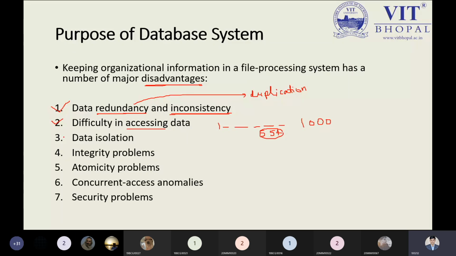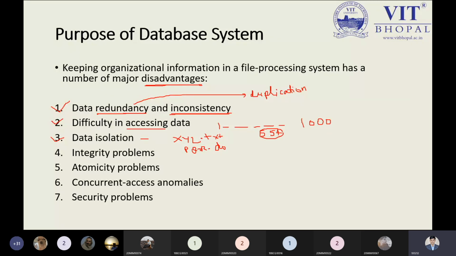Yes, sir. Okay. Next, data isolation. Yeah, data isolation I can explain. Suppose I have one file, xyz.txt, and another file, pqr, followed by .doc.